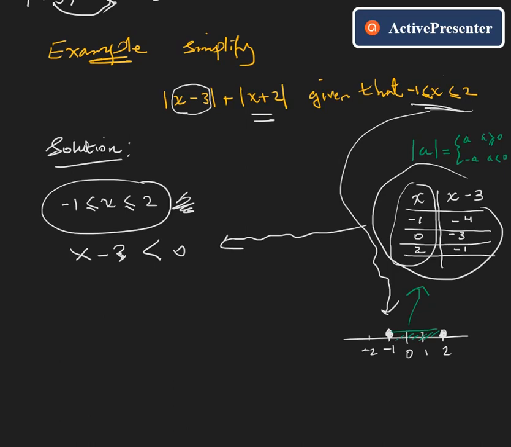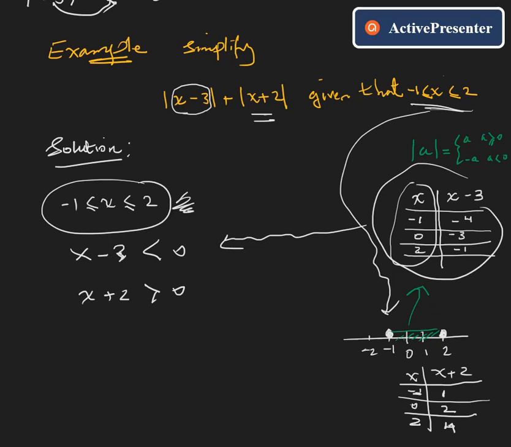What about x plus 2? If we check here, we take the same values, minus 1, 0, 2. So x plus 2, if x is minus 1, the answer is 1. If x is 0, the answer is 2. If x is 2, the answer is 4. So we know that x plus 2 is positive.